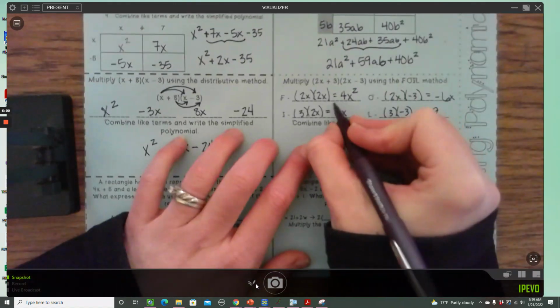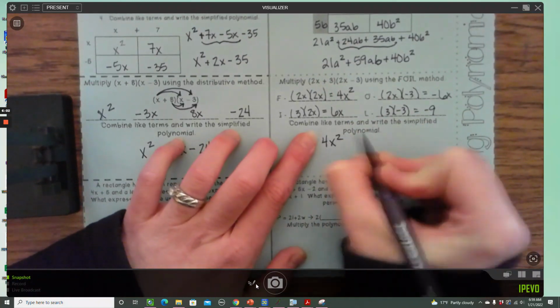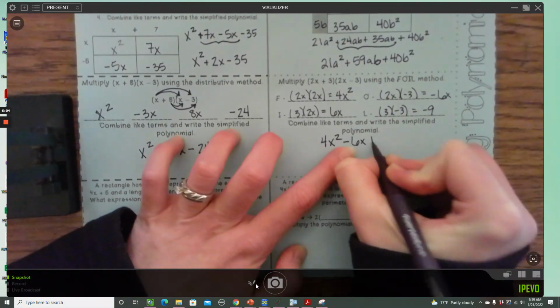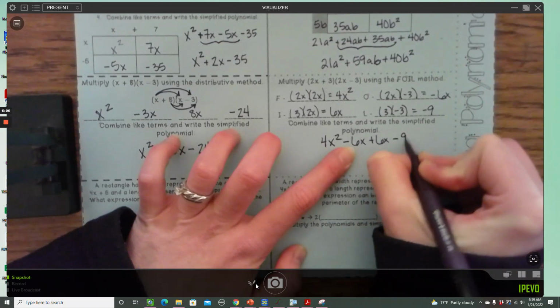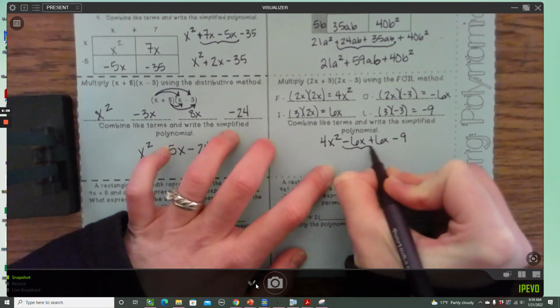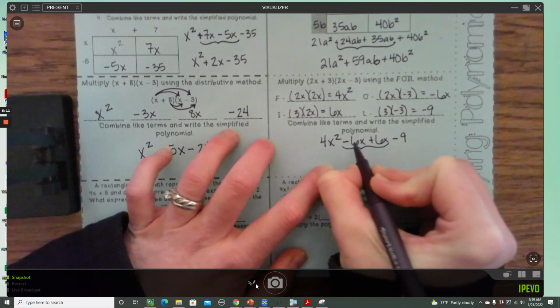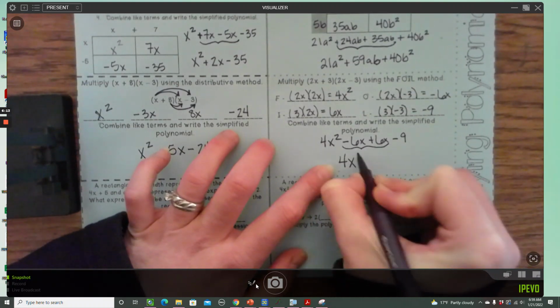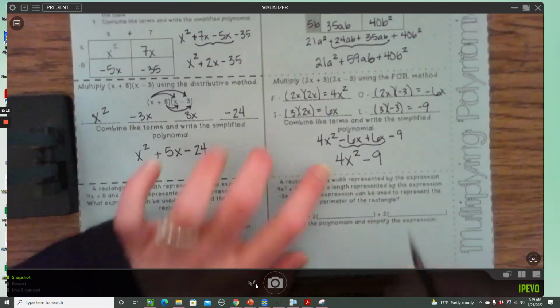So same process, we're going to take all of our terms and then we're going to combine like terms. So my like terms here are the negative 6x and the positive 6x. So those are going to cancel each other. So I'm going to be left with 4x squared minus 9.